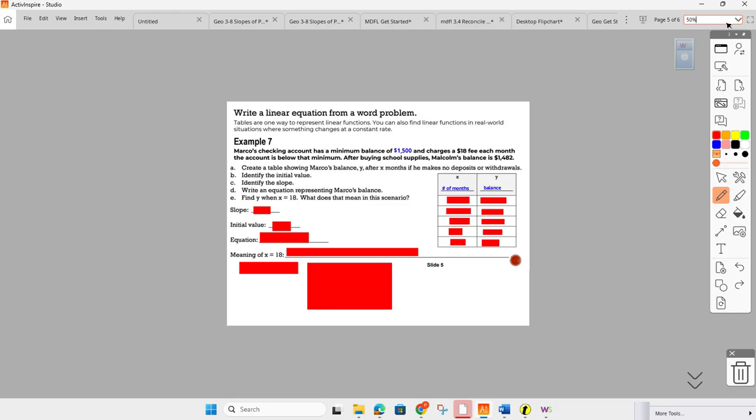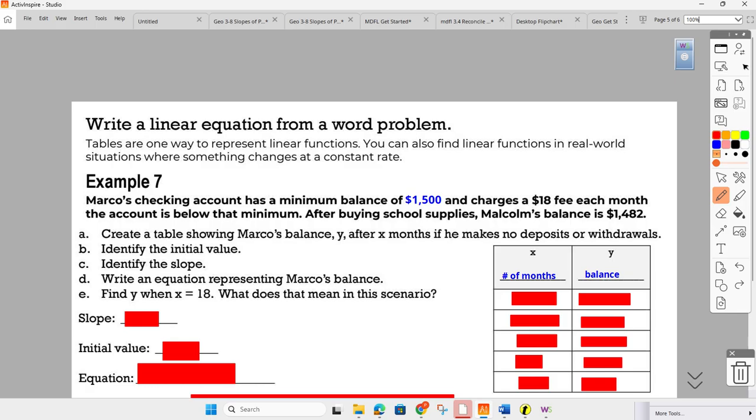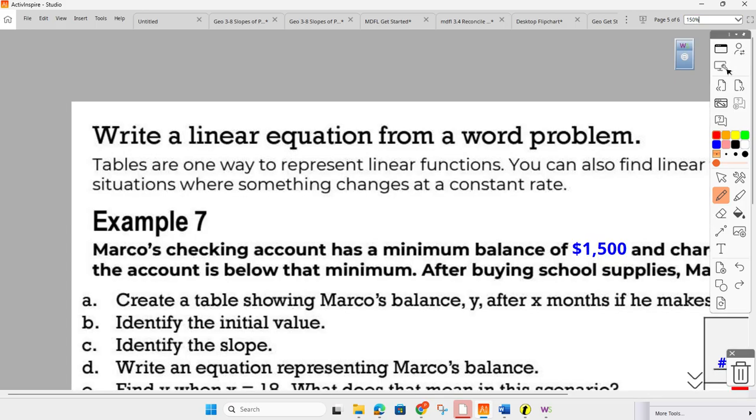Can everybody see that pretty well? Me either. All right. I wanted it a little bit bigger than that, but I think it's too big.